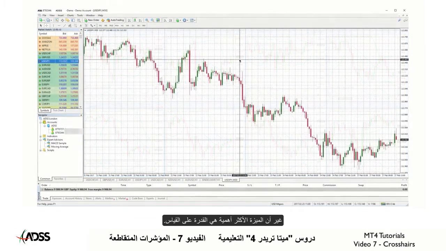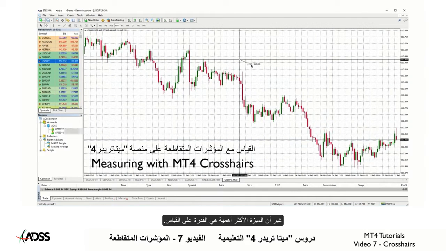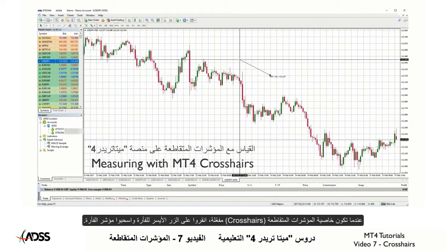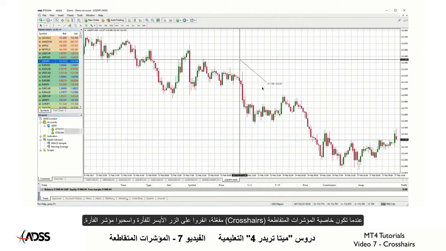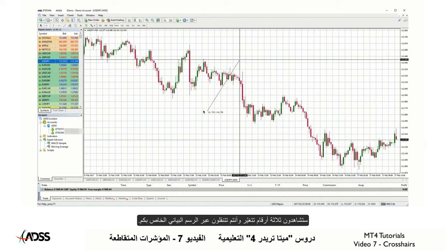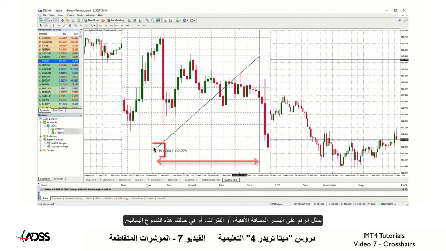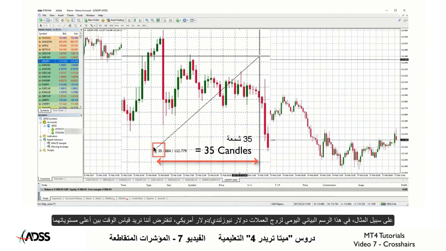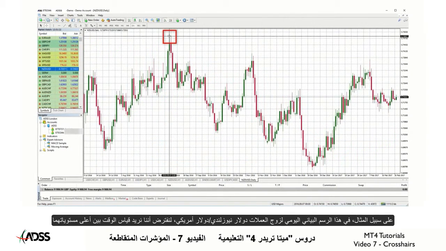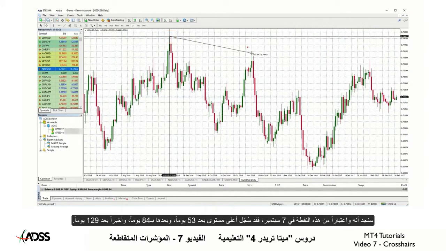The most important feature of the crosshairs, however, is its ability to measure. While the crosshairs are active, simply left-click, hold and drag your mouse. You will see three figures changing as you move around the chart. The figure on your left is horizontal distance, or periods, or in our case, candlesticks. For example, on this daily Kiwi chart, we want to measure the time between the highs. So, from this point from September the 7th, the next high occurred 53 days later. The next one at 84 days, and lastly, 129 days.